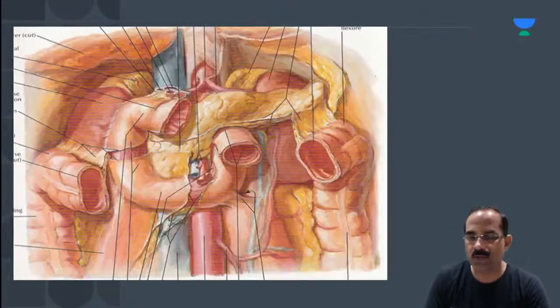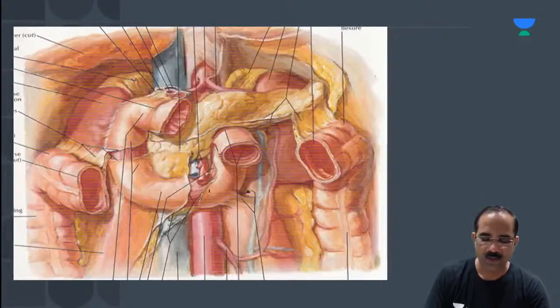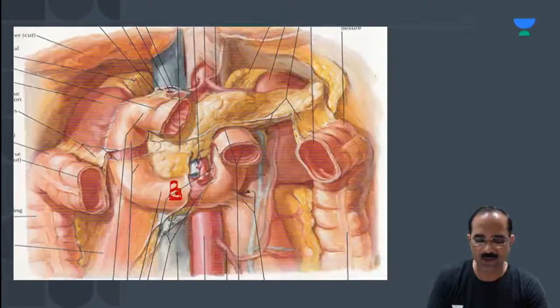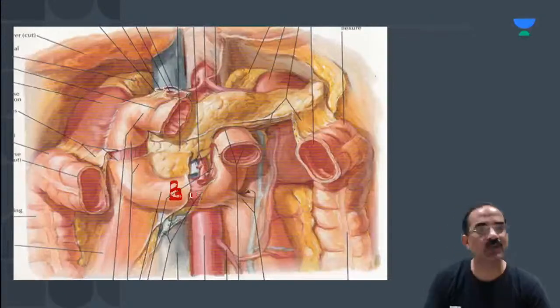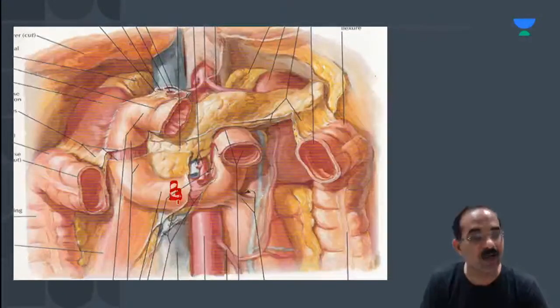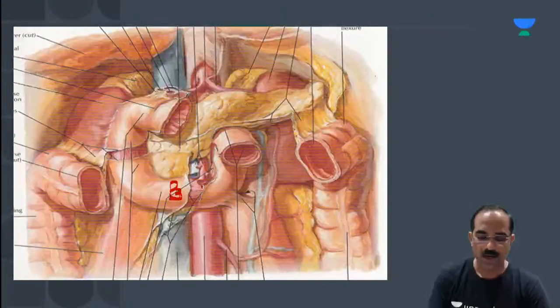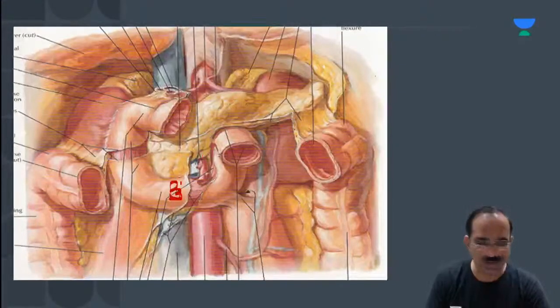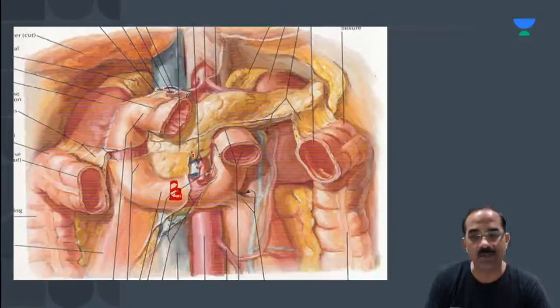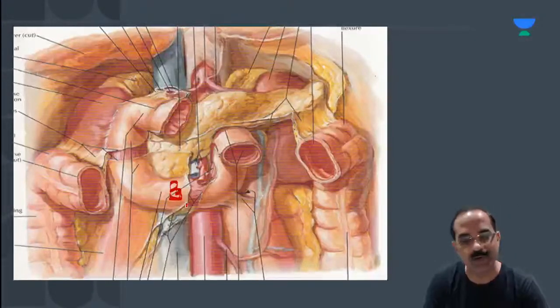Now, what are the structures crossed by the root of mesentery? Who's this? This is the third part of the duodenum. Students, I had told you the anterior relations of the duodenum. What were the anterior relations of the third part of the duodenum? The root of mesentery and the superior mesenteric vessels.